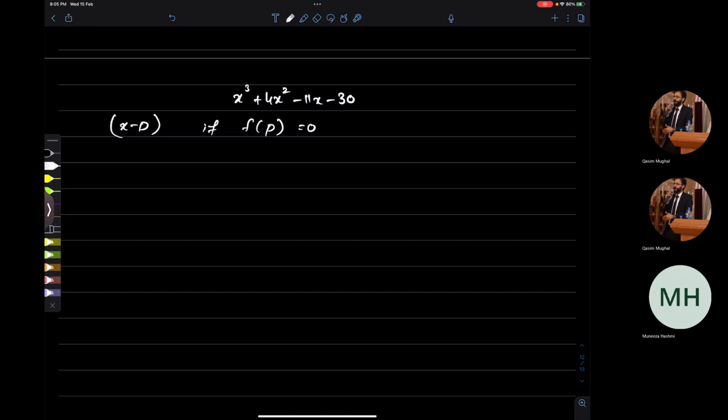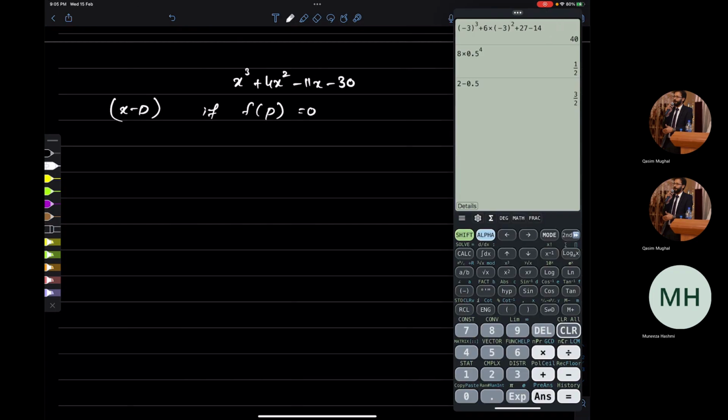So let's start, as I stated earlier, by putting this function into my calculator: x cubed plus 4x squared minus 11x minus 30. I'm going to calculate for different values of x. Let's say I'm putting in 1 first. That's giving me minus 36. I'll make a note of this in my rough work. So when I plugged in 1, it's giving me minus 36.